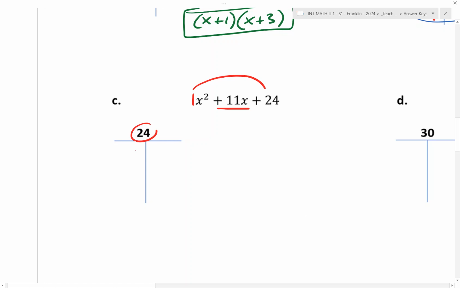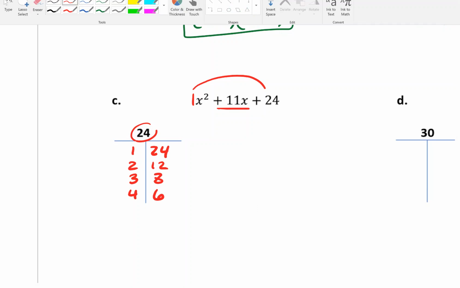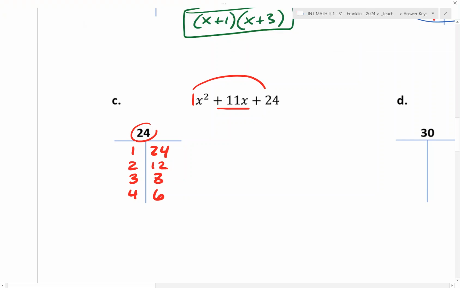All right, so we have 1 and 24. That's not going to work, but I like to just start with that one. 2 and 12, 3 and 8, 4 and 6. That's all of our factors there for 24. 1 plus 24 does not equal 11. Can't be that one. 2 plus 12, that's 14, not 11. 8 plus 3, that's 11. That's going to work out. 4 and 6 is 10, so that doesn't work either.